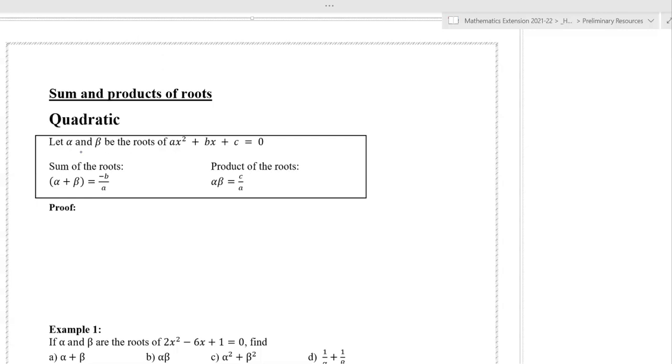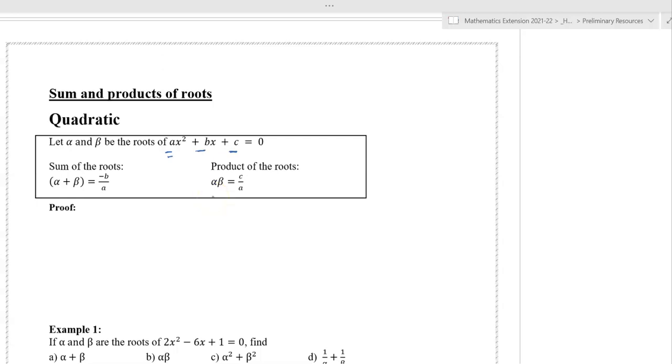bx plus c equals naught, the sum of the roots will always be negative b, so negative this guy, on a. And the product of the roots will always be c on a. So let's have a look at that.